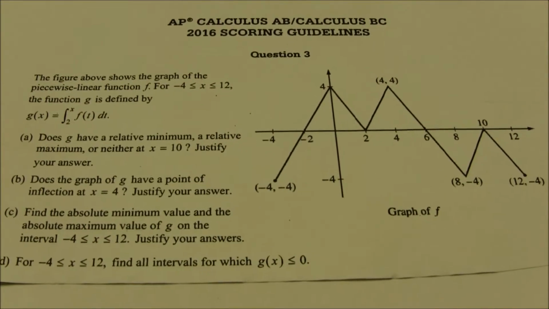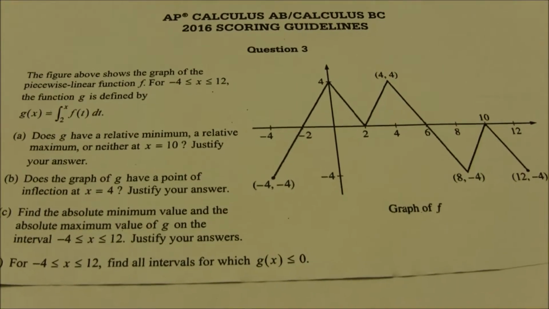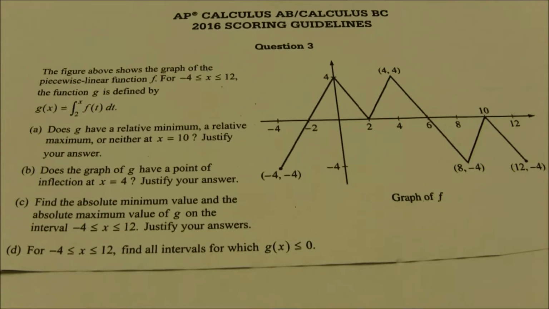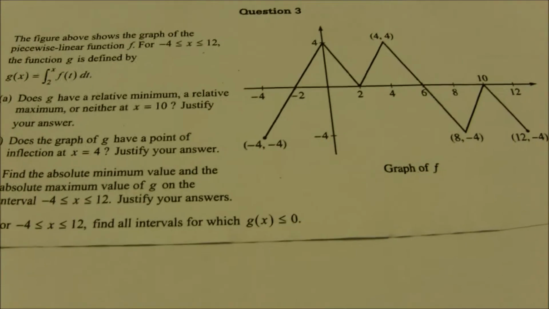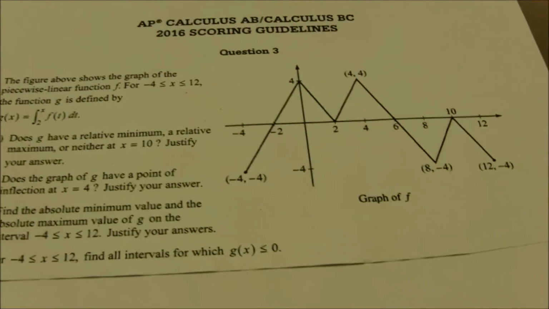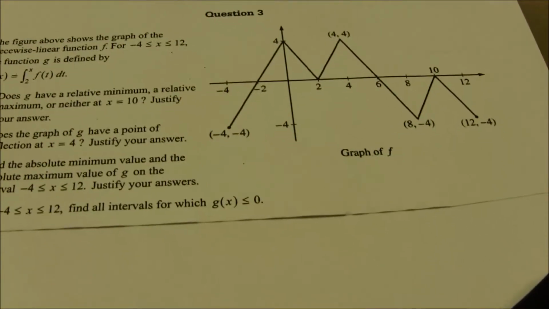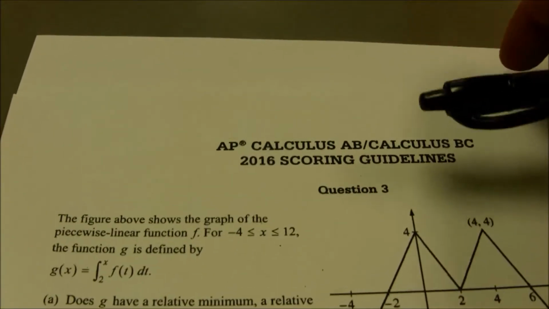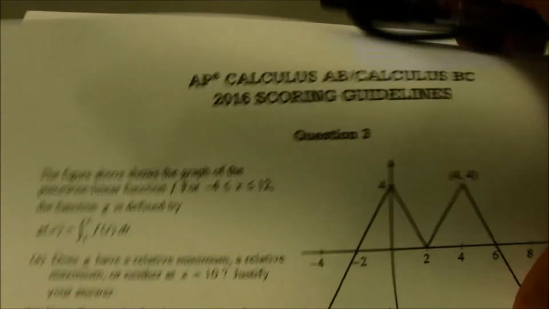So part A asks me, does g have a relative minimum, a relative maximum, or neither at x equals 10, and it wants me to justify my answer. Well, if you think about it, a relative minimum or a relative maximum happens when the derivative of your function is 0 or undefined. And so that's what we're going to be looking at in this particular case.